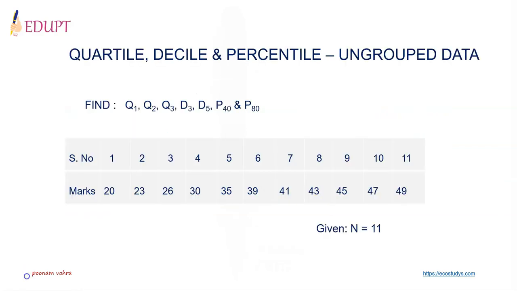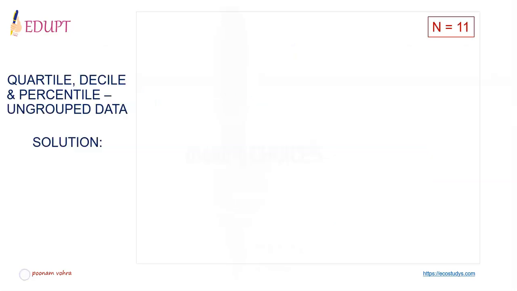Now let us understand how to find quartile, decile and percentile for ungrouped data. Information given is about the serial number of students and marks obtained by them. And you need to find first quartile, second quartile, third quartile, third decile, fifth decile, 40th percentile and 80th percentile. So let us see how do we do that. Now let us have a look at the solution.